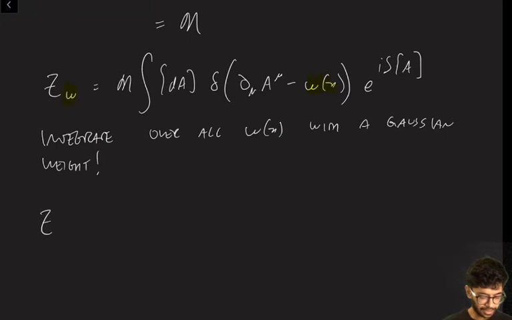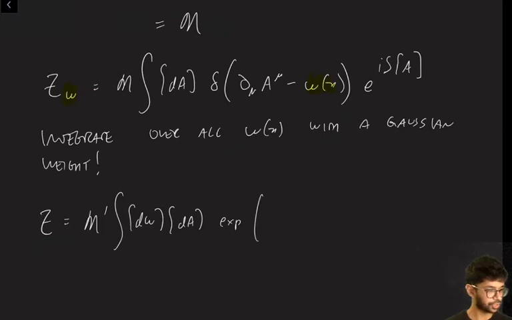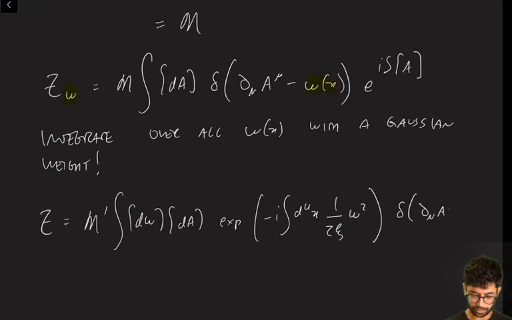So if I do that, then my partition function becomes an infinite constant, let's not worry about it, times the integral over all omega, integral over all A, times the exponential of minus i, integral d4x, 1 over 2 zeta, omega squared, times delta function, d mu A mu minus omega of x, times e to the iS of A. Okay.